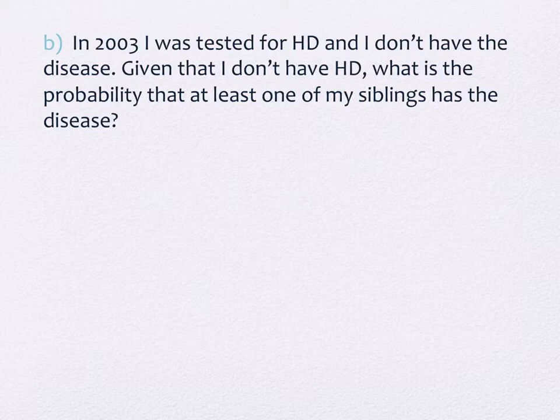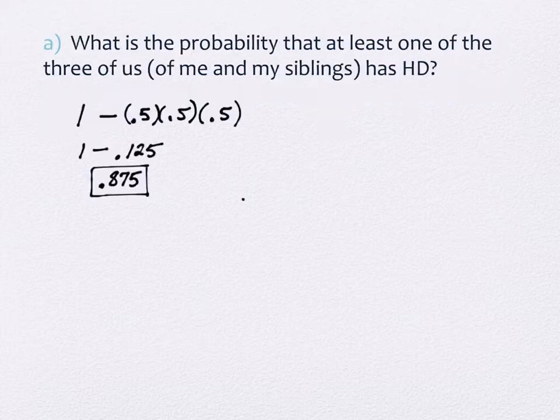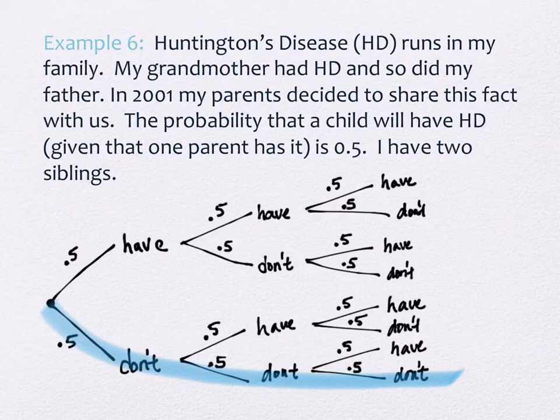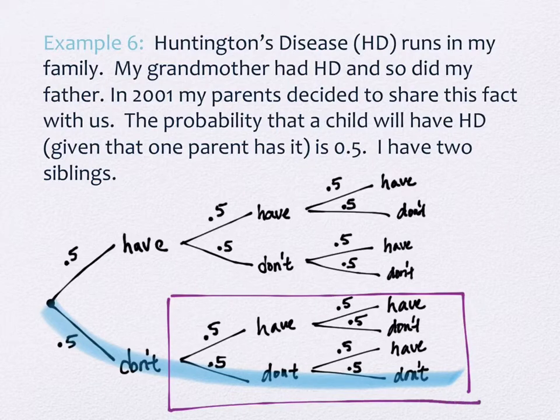And so I want to do the last part of this problem, and it says what is the probability that at least one of my siblings has Huntington's. And if you take this diagram and you eliminate the fact that I don't have it, that means that you're down here at this point, right? Because I don't have it. Then we just have a 2-stage tree diagram.